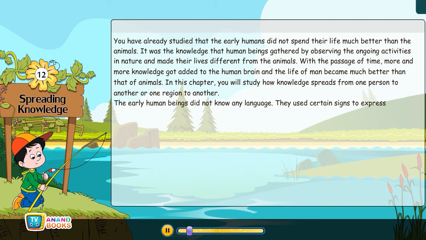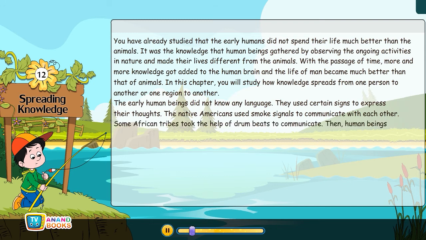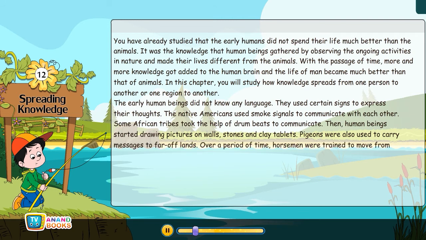The early human beings did not know any language. They used certain signs to express their thoughts. The Native Americans used smoke signals to communicate with each other. Some African tribes took the help of drum beats to communicate. Then, human beings started drawing pictures on walls, stones, and clay tablets. Pigeons were also used to carry messages to far-off lands. Over a period of time, horsemen were trained to move from place to place and convey messages.